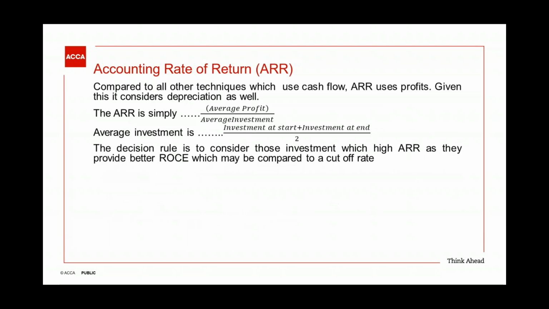Your accounting rate of return is basically your return on capital employed, which is looking at your average profit over your average investment. Now remember, with average profit, this is the only time you need to consider depreciation and other kinds of amortizations and so forth. Your average investment is your investment value at the start and the end divided by 2, in terms of how much on average during the period did you invest. Again, the decision rule is for you to select an investment as long as it's above your target return on capital employed.